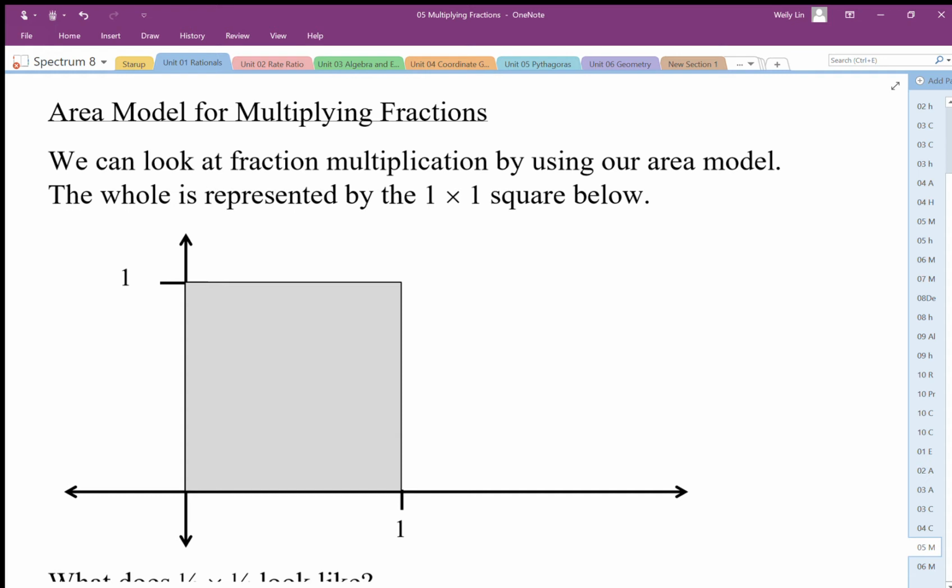First we're going to start off with this 1 by 1 square. And we're going to imagine this is a number line. So here's 0, there's 1 along the horizontal, and here's 0 and there's 1 along the vertical. A 1 by 1 square is going to give us an area of 1. It's really important that you understand that this 1 by 1 square now represents our 1 whole. So if I were to shade half of this, that represents 1/2 of our whole. This is how we're going to determine the answer to our fraction multiplication.